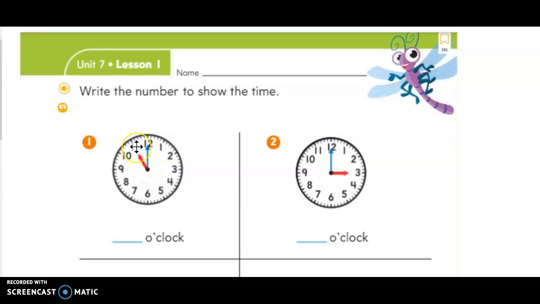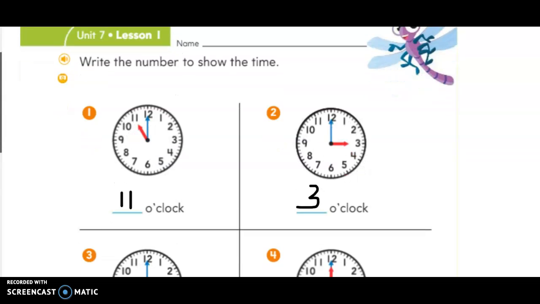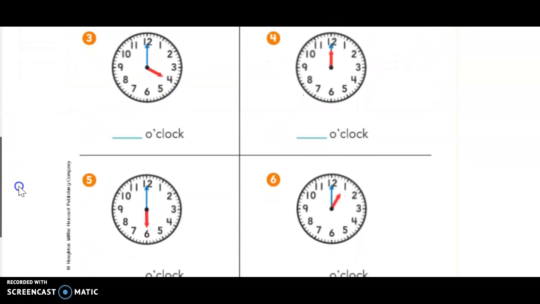Where do you think the hour hand is pointing to? Yep, it's pointing to the 11. So in the blank, you would write 11. And these words say o'clock, 11 o'clock. And when the minute hand is pointing up to the 12, that's when we say o'clock. Okay, let's check the next one. Where is the hour hand pointing? Yep, it's pointing to the 3, so we would say 3 o'clock. I would like for you to try the next 4 by yourself.